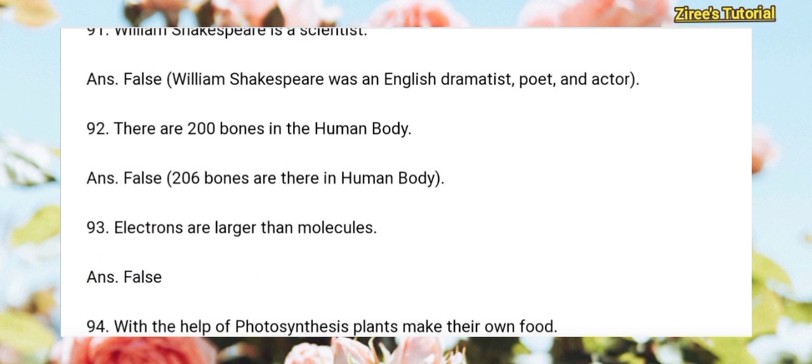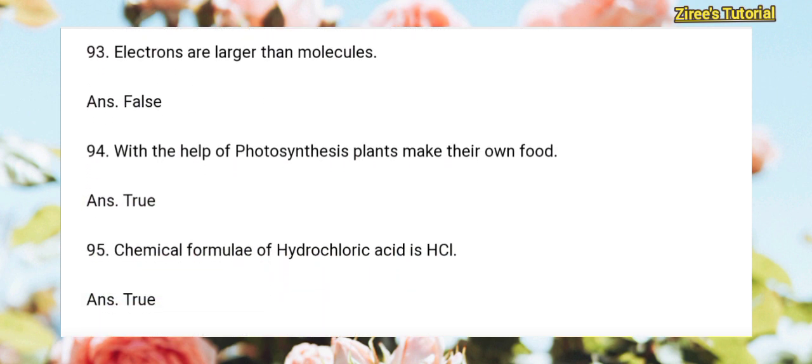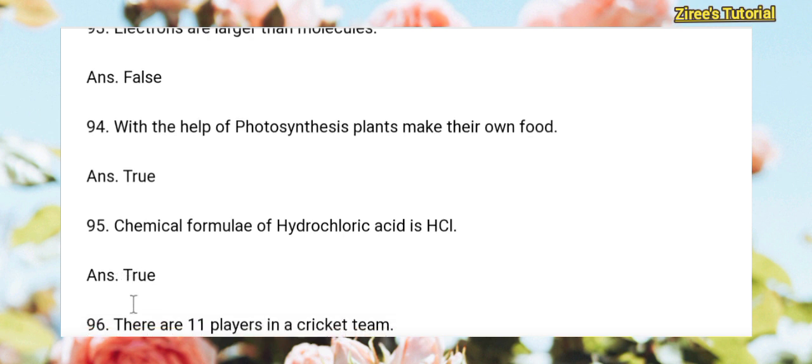Next question. Electrons are larger than molecule. False. Electrons are smaller than the molecule. Electron is also smaller than atom. With the help of photosynthesis, plants make their own food. True. By using sunlight and in the process called photosynthesis, plants make their own food. Chemical formula of hydrochloric acid is HCl. The chemical formula for hydrochloric acid is HCl. This is true.